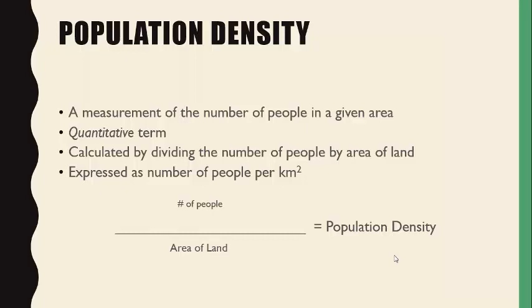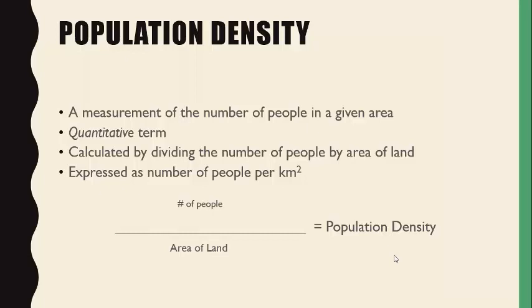On the other hand, we could look at population density. Now, this is a measurement of the number of people in a given area. And this is a quantitative term. It's dealing with numbers. It's dealing with quantities. And it's calculated by dividing the number of people by an area of land. And it's expressed as a number of people per square kilometer.